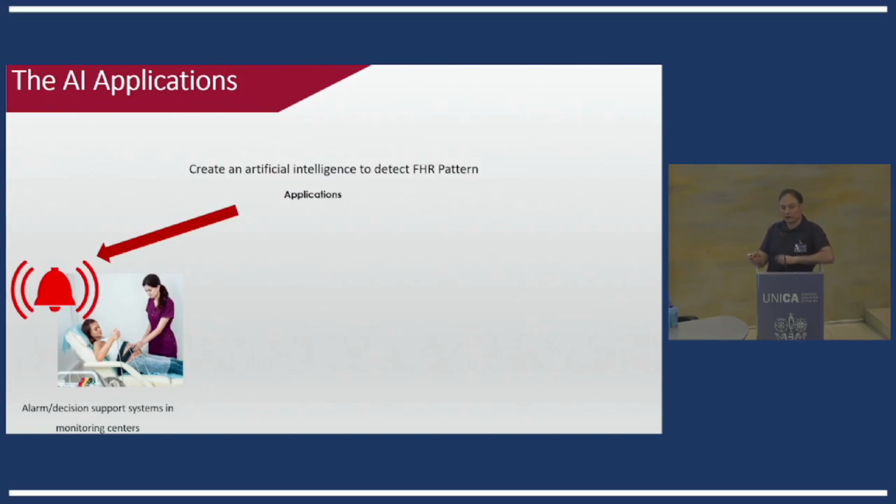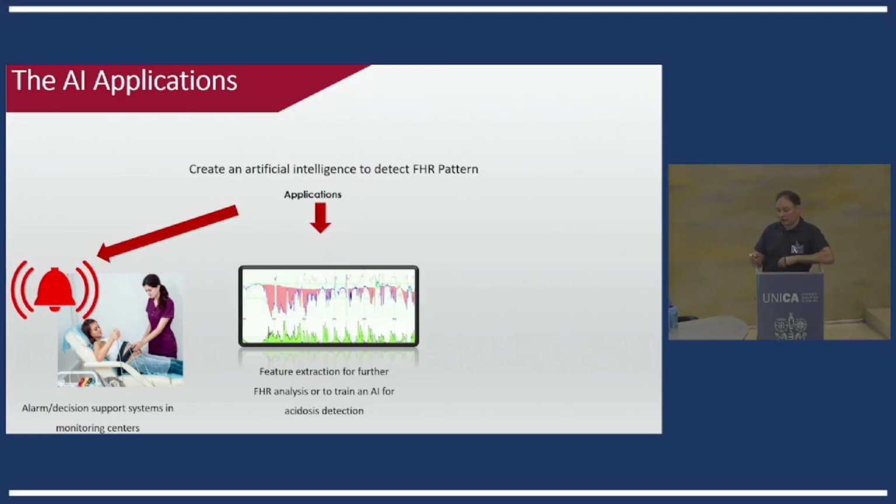So the applications of the AI would be, first, direct. It could be displayed on monitoring centers. It could provide some alarms. For example, if there is a false signal or maternal heart rate interference, there is an alarm to put the sensor back. Or if there is an abnormal pattern, there could be alarms.